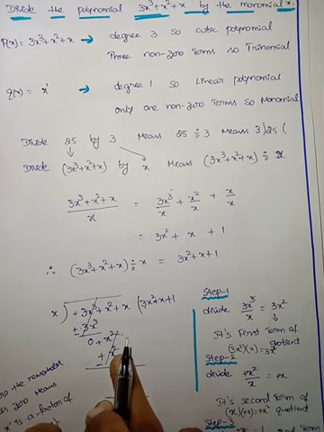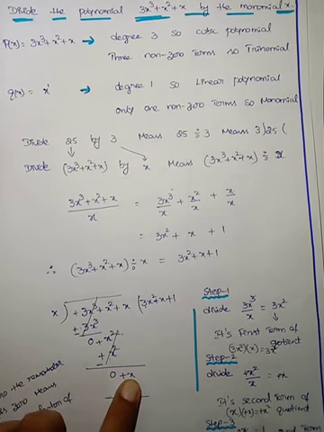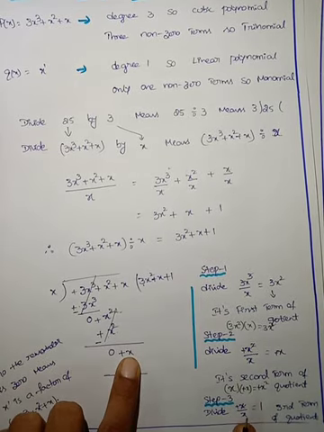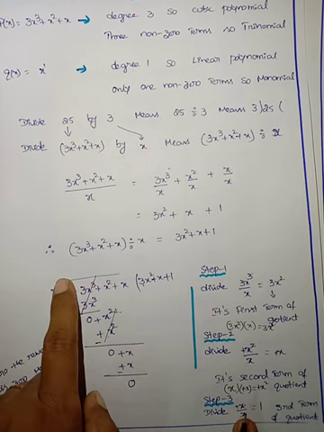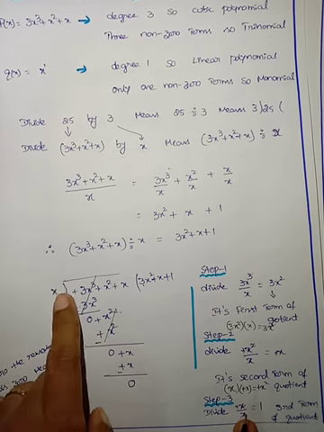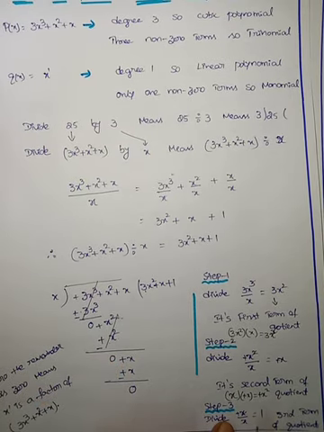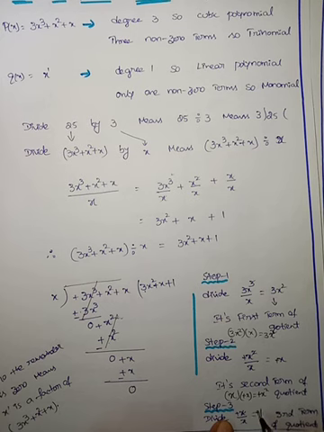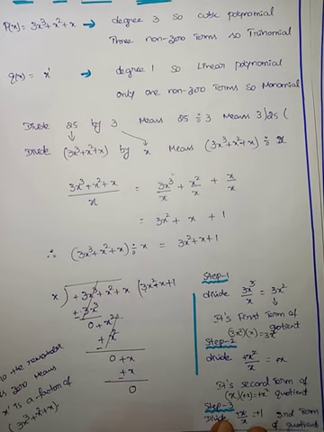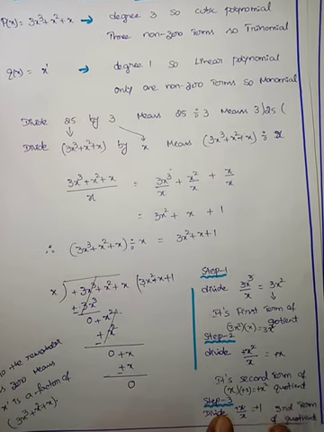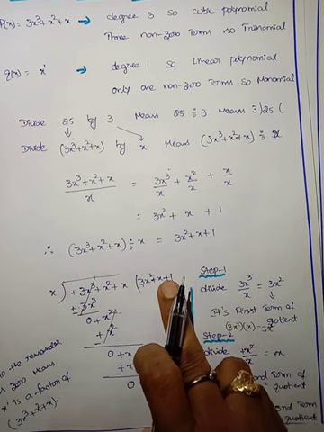In step 3, you have to take the dividend plus x. Now take the first term of the divisor. Here there is only one term, so x by x. x by x cancelled. Then what comes? Positive 1. This is the third term of the quotient. You have to write it at the quotient place.